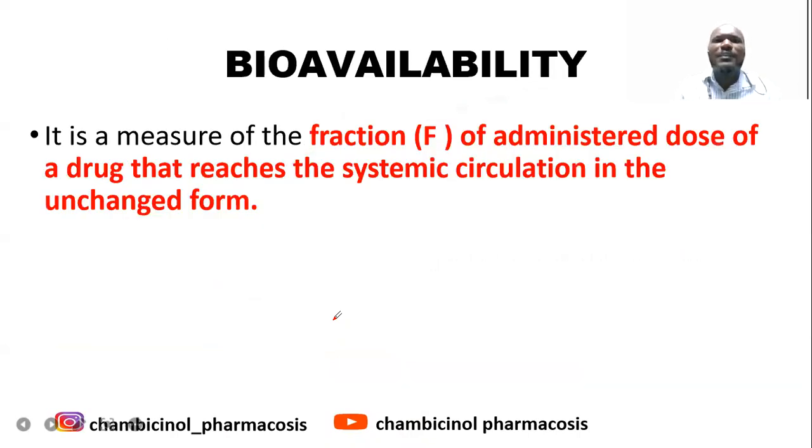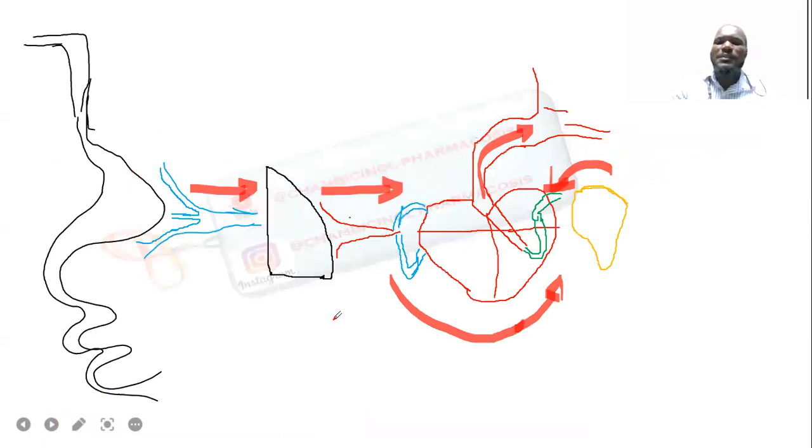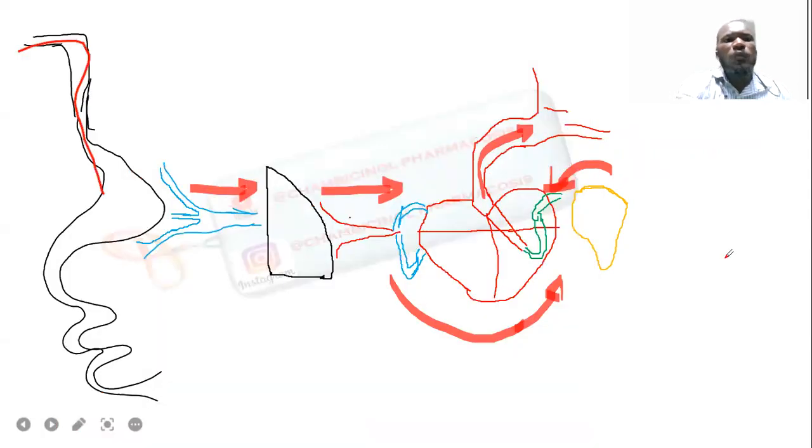Another factor that I would like to discuss here on the part of absorption is bioavailability. Bioavailability is the fraction of the drug that reaches the systemic circulation after absorption, in an unchanged form. So in this phase, if you take the drug via the oral route, it will be absorbed via the gastric membrane, the gastric mucosa in the GIT.